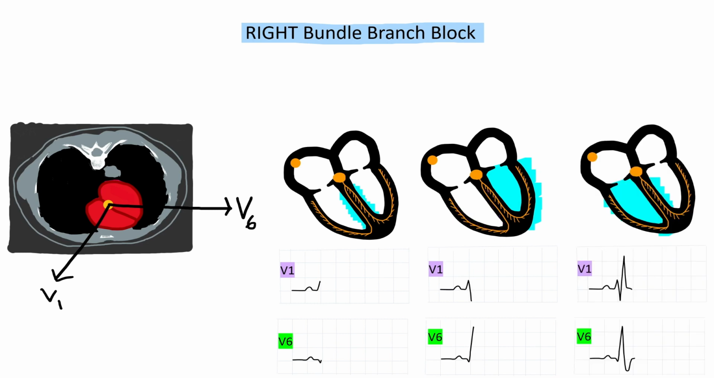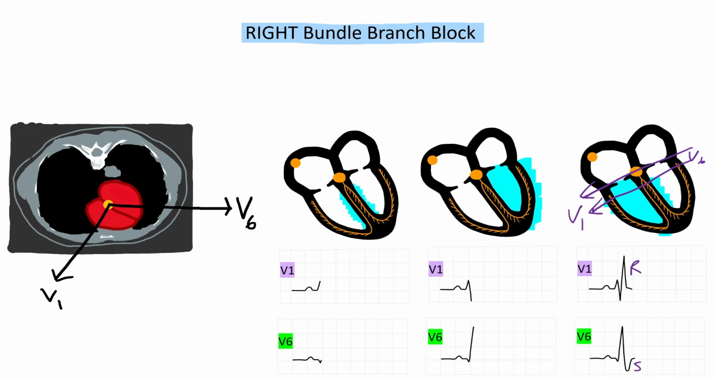Now eventually the right ventricle does depolarize, just very slowly. So now effectively it's reversed. The wave of depolarization is now towards the right. If you're V1, you now get an R wave. And if you're V6, you get an S wave because you see the wave of depolarization away from you.